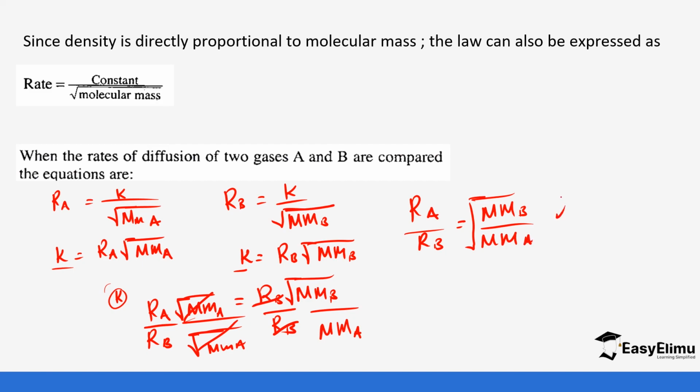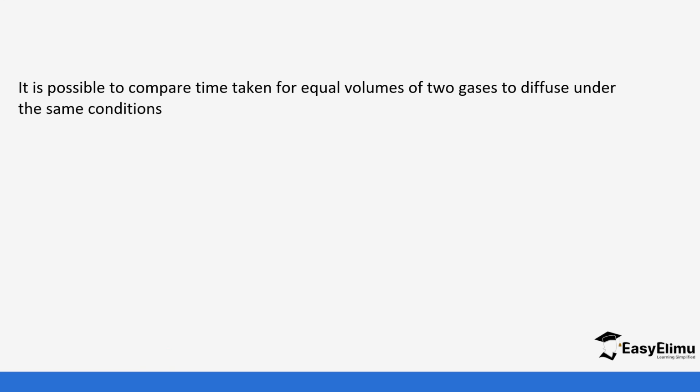So this is the formula in relation to the rate of diffusion to the molecular mass. Once again, it's possible to compare the time taken for equal volumes of two gases to diffuse under the same conditions. When you look at the time, it's not directly proportional to the mass. For example, if you look at a heavy gas, it will take less time. So you can see it doesn't go directly.